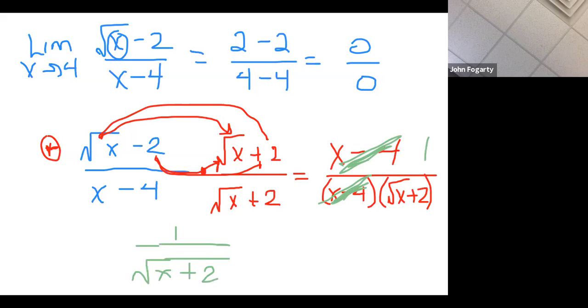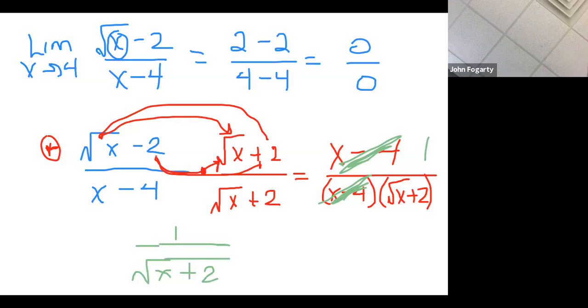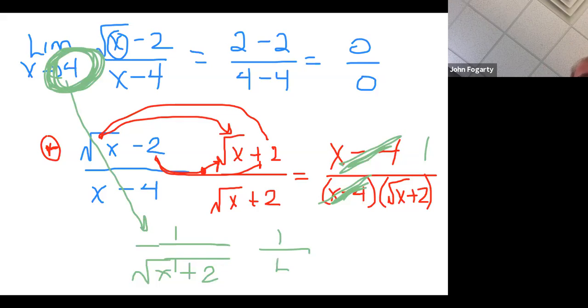Did Miss Delmaz do this with you? No, I don't think so. All righty. Well, that's not that big a deal, right? So now, what's the value as x approaches 4? Put it in there. 1 over, what's the square root of 4? 2. 2 plus 2? So 4. There you go.